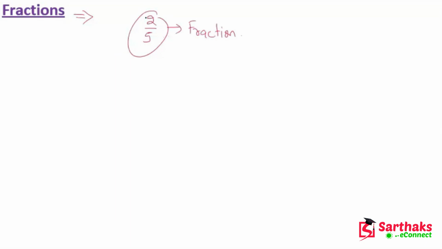The upper part is called the numerator, and the lower part is called the denominator. I hope you get this point. So what is a fraction? The number which is in the form of numerator upon denominator is called a fraction. Now, my dear friends, we are going to discuss types of fraction.